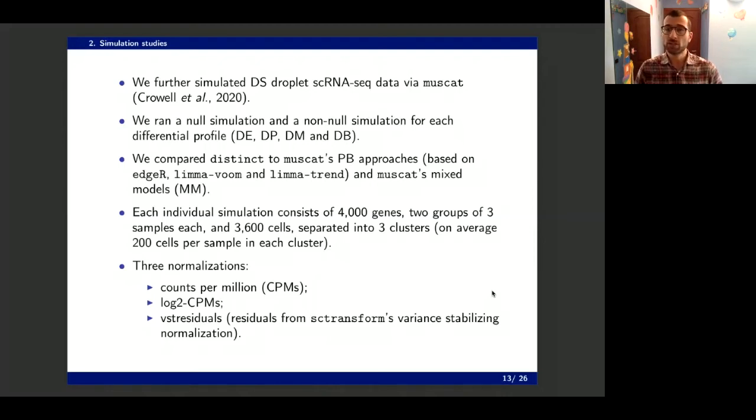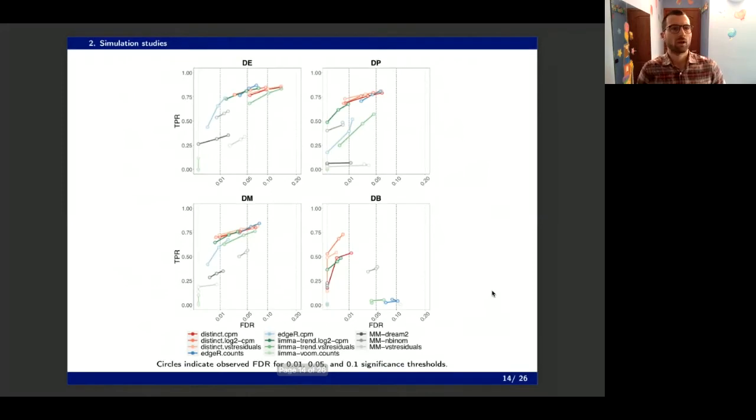And here, interestingly, we could simulate differential profiles from each one of the 4 differential patterns that I showed you before. And again, we compare this to mixed models and to pseudo-bulk approaches from Muscat. Data, when needed, were normalized in canonical ways, so CPMs, log2 CPMs, and residuals from SCTransform normalization. Again, we have true positive rate and false discovery rate. Here it gets a little bit complex to visualize fully because you have one for every differential type separately.